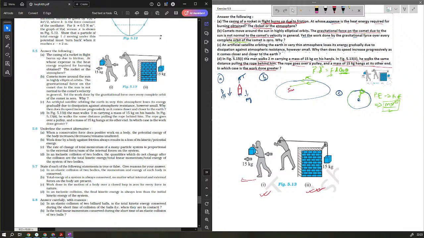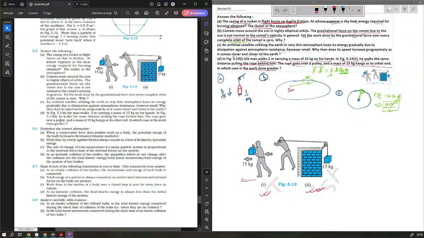The third question is: an artificial satellite orbiting the Earth in a very thin atmosphere loses its energy gradually due to dissipation against the atmospheric resistance, however small. Why then does its speed increase progressively as it comes closer to the Earth? Its potential energy is slowly converting into kinetic energy, and that's how its speed is increasing.